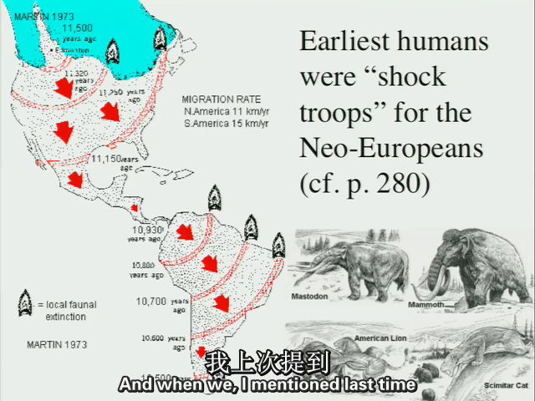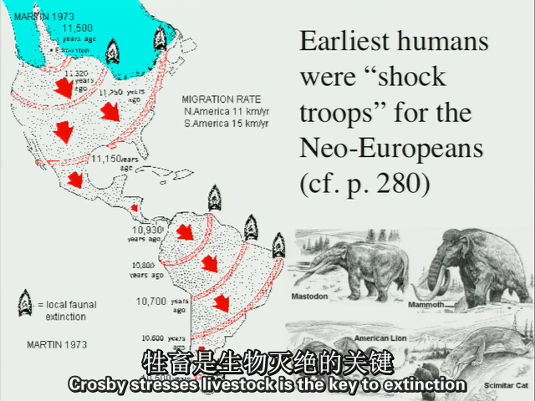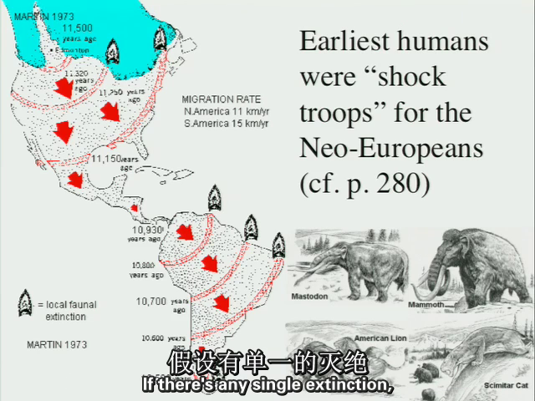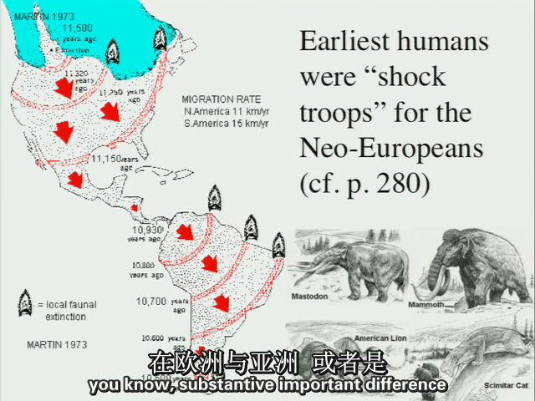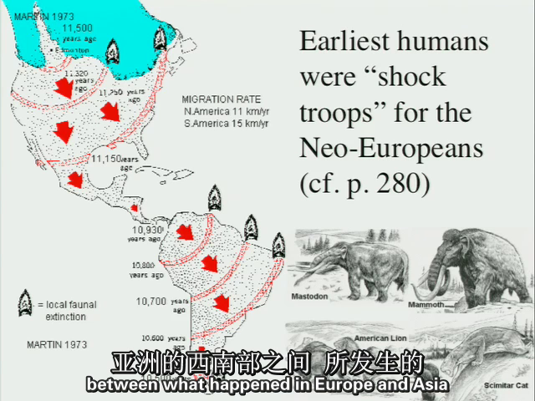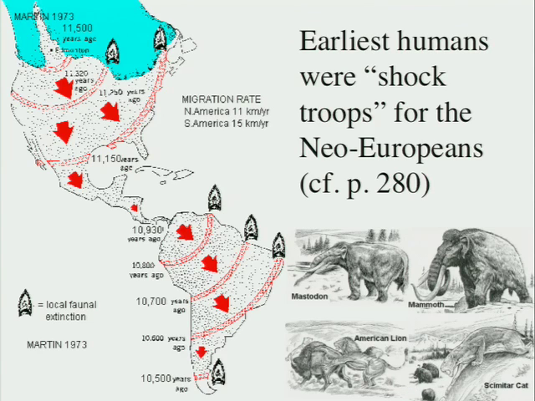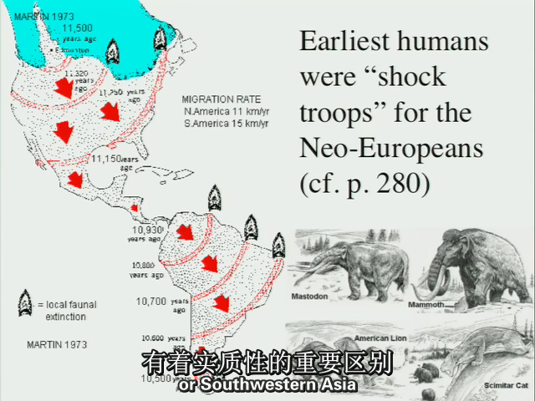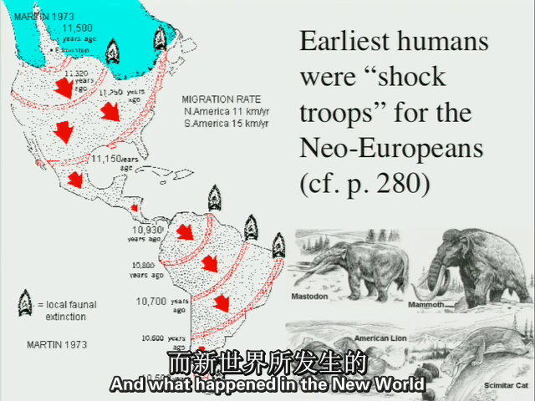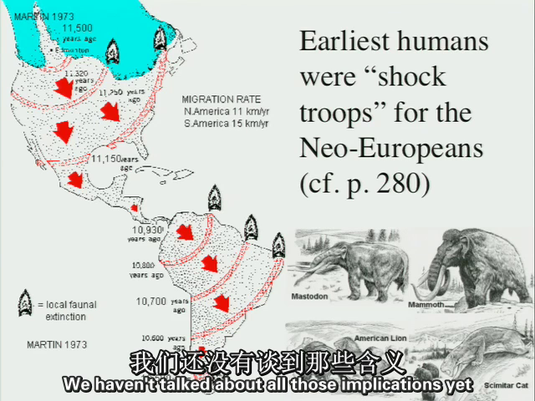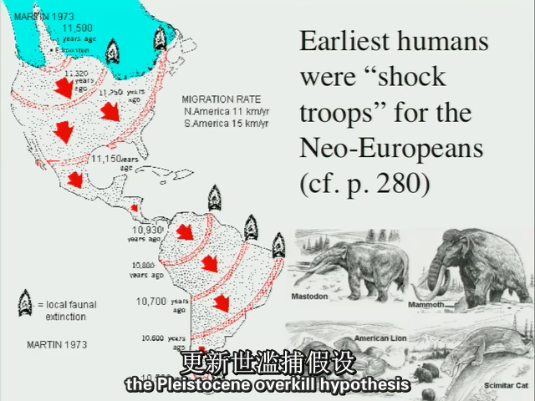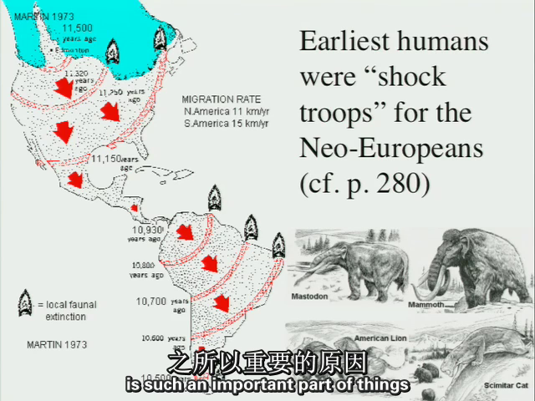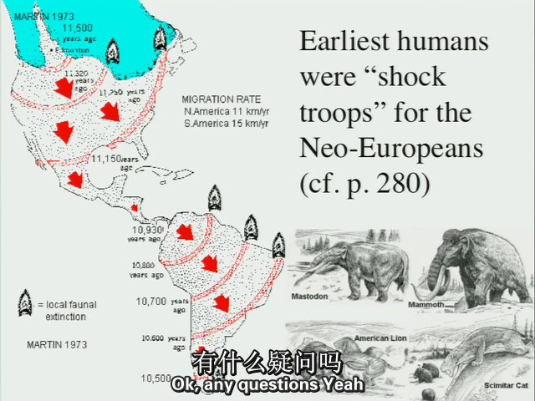And as I mentioned last time, Crosby stresses livestock is the key distinction. If there's any single substantive, important difference between what happened in Europe and Asia, or in southwestern Asia, and what happened in the New World, it has to do with livestock. And we haven't talked about all those implications yet, but this is why the Pleistocene overkill hypothesis is such an important part of things. Okay? Any questions?